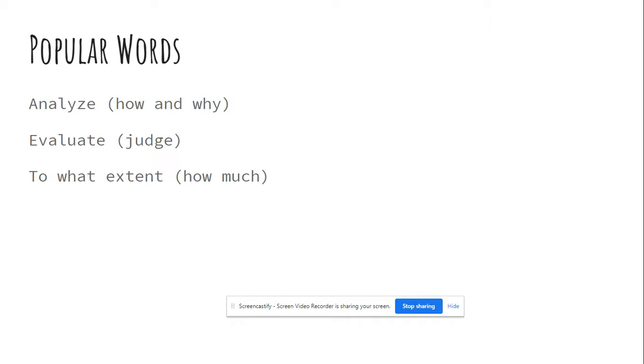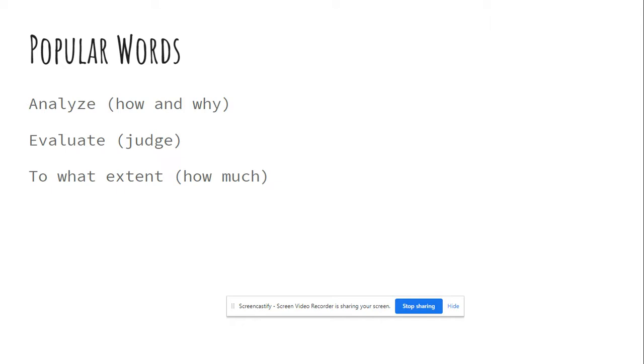Evaluate's a super popular word. That's your judgment. And that's a great word to keep in mind as we're trying to be argumentative and persuasive in our writing. We're not describing history, we're evaluating history, we're judging history. We're making an opinion on it and using history to prove our opinion the right one.